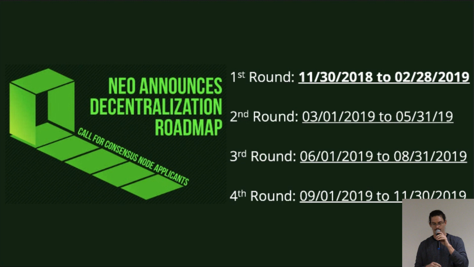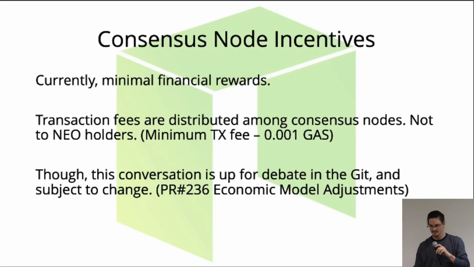But theoretically, if everything goes according to plan, come May of this year, we could see our first community-voted consensus node elected. To operate a consensus node, this is something that I've spoken about with individuals in the Colorado blockchain community. They ask, what's the incentive model for operating a consensus node? Well, today there are very minimal financial rewards.